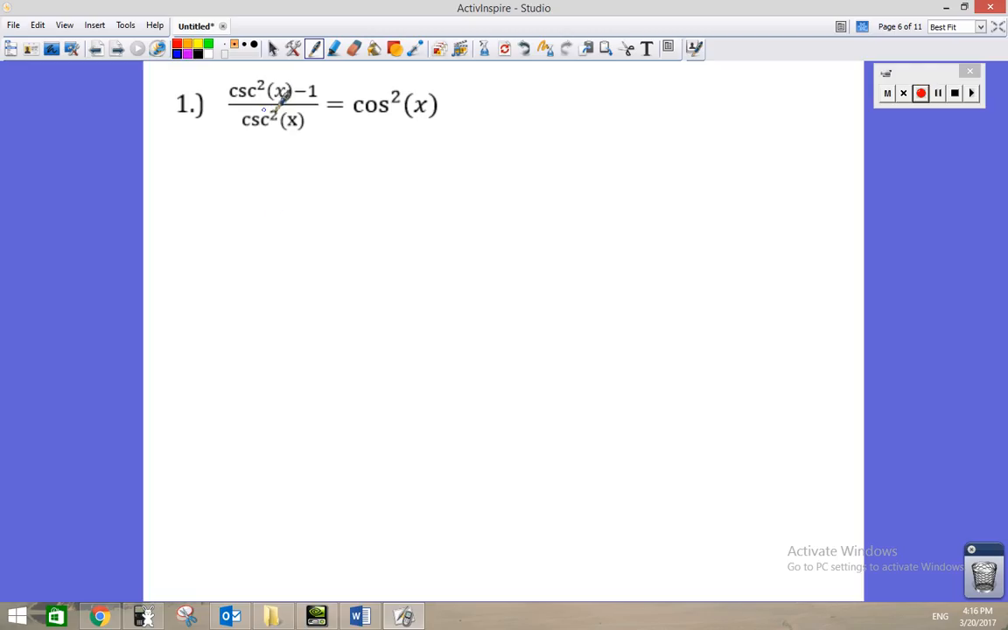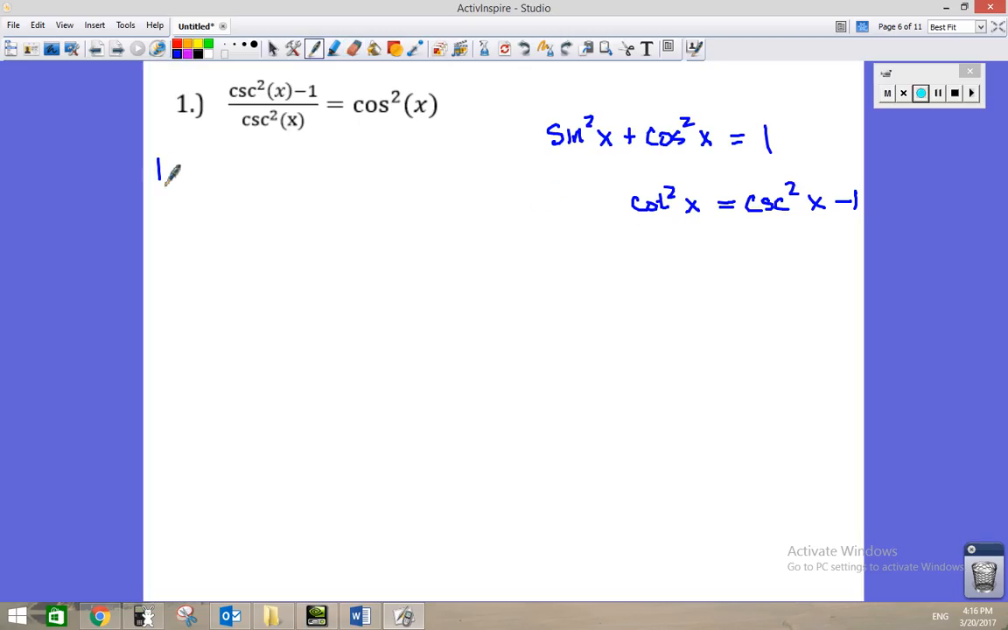Also by those Pythagorean identities, if I have that sine squared of x plus cosine squared of x is equal to 1, if I divide everybody by the sine squared of x, I'll have 1 plus cotangent squared of x, and this will be cosecant squared of x. So cosecant squared minus 1 is equal to the cotangent squared.